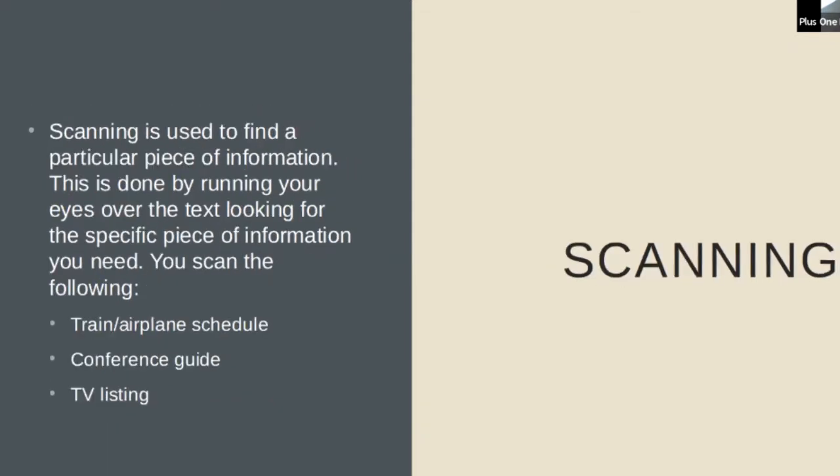Scanning. Scanning is different. It's used to find a particular piece of information. This is done by running your eyes over the text, looking for that specific piece of information. So, for example, if your train leaves at 4 o'clock, you're going to look at a train schedule and look for the 4 o'clock departure. You're looking for a particular piece of information. This is called scanning. We scan things like a conference guide or TV listing.